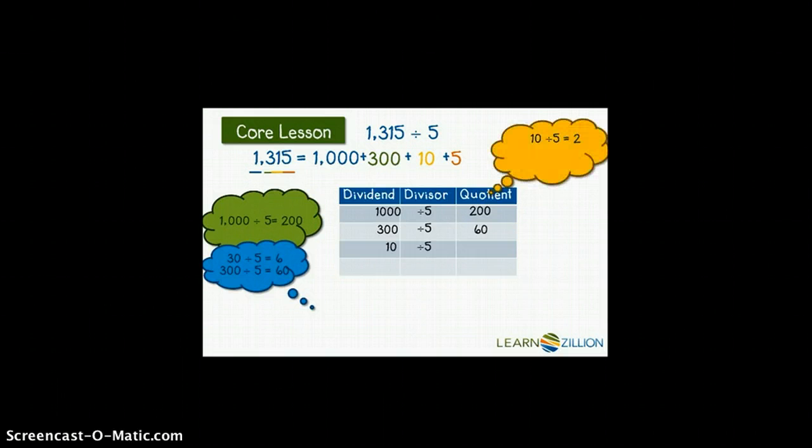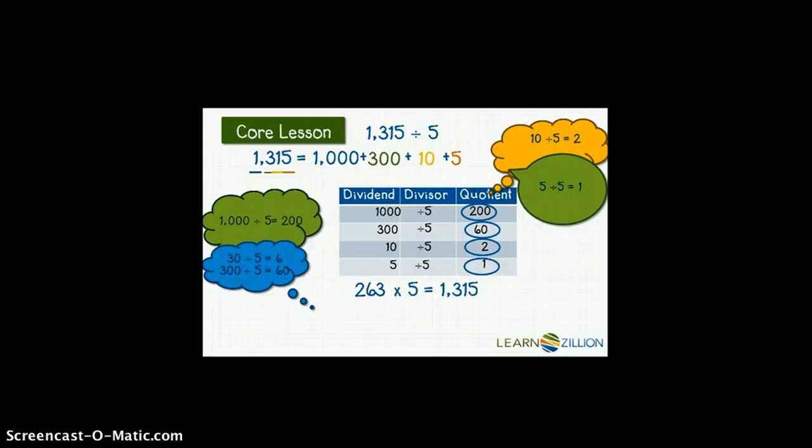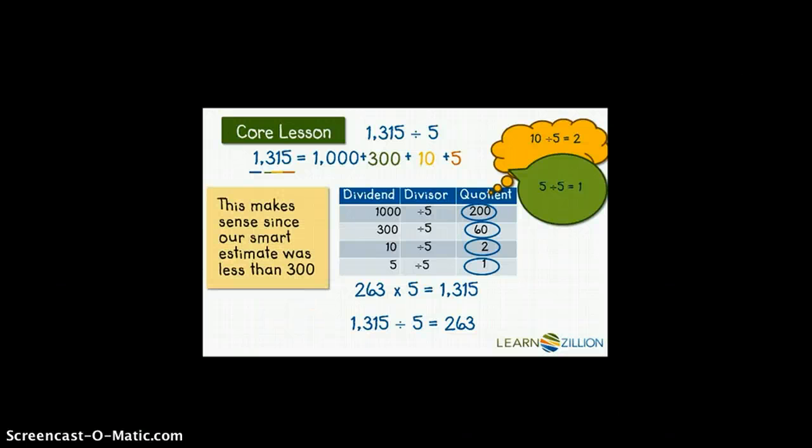Next I have 10 divided by 5. Well, I know that one. That's 2. And I have 5 divided by 5, and I know that that's 1. So when I look at my quotient, I need to add up all my parts, 200 plus 60 plus 2 plus 1, and I get 263. Times 5 is 1,315. That means 1,315 divided by 5 equals 263. And this makes sense since our estimate was that our actual number would be less than 300.